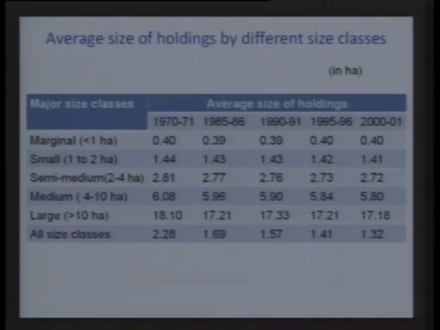Once the average size of holding is small, it is very difficult to take up mechanization, and modern cultivation is difficult to be taken up in such lands. So this has an implication, and this needs to be checked, in order to see that the average size of land holding is increased over the period.